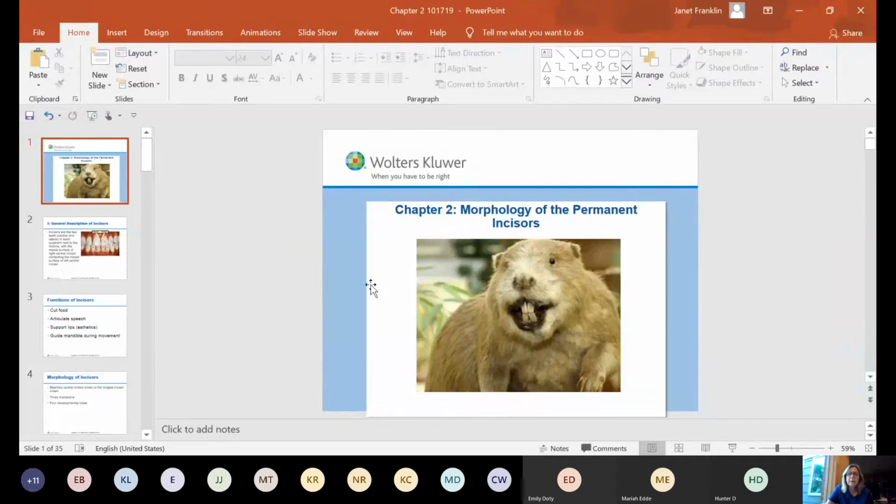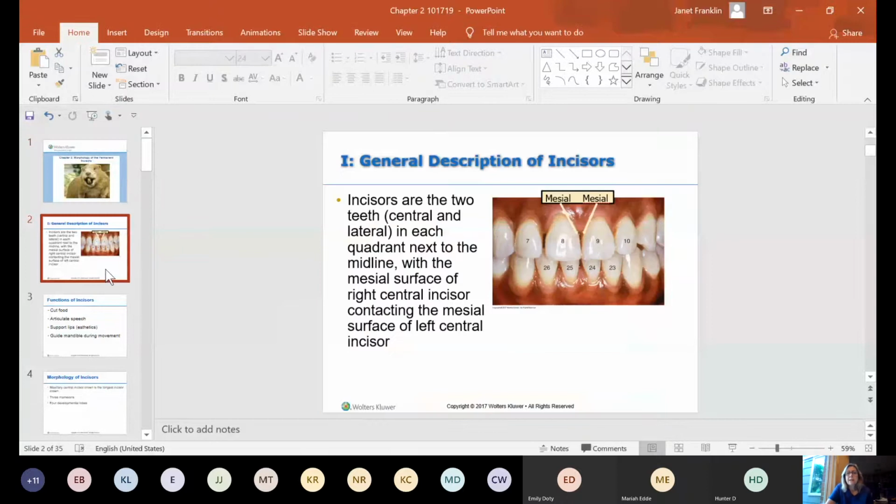Okay, so as far as the incisor teeth go, the incisors are the two teeth, centrals and laterals, in each quadrant next to the midline, with the mesial surface of the right central incisor contacting the mesial surface of the left central incisor. So when you're doing your instrumentation or looking at the teeth, if you start on the upper right and you're moving across, you're moving from molars to the incisors. So the mesial surfaces are on the front of the tooth.